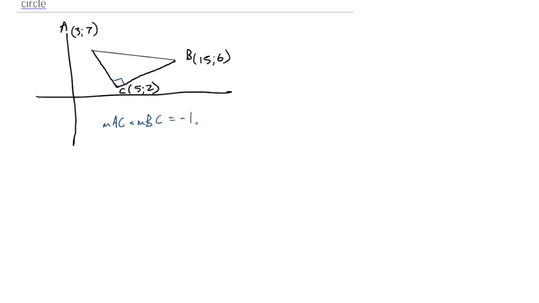equals -1. And we talked in a previous video that visually the gradients should be the same numbers, just opposite way around in the fraction, and that their signs should be different. The one should be plus, the other should be minus. Then you know that you're on the right track. So let's say, for simplicity for this video, we've worked out the gradient of AC and we've times it by the gradient of BC and we've got -1, so we know this is 90.